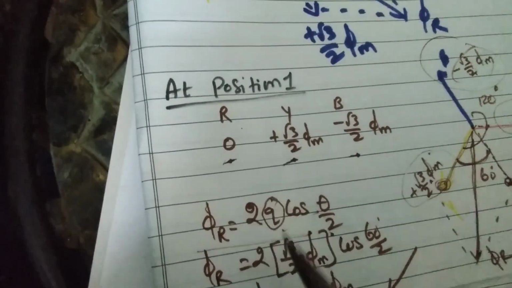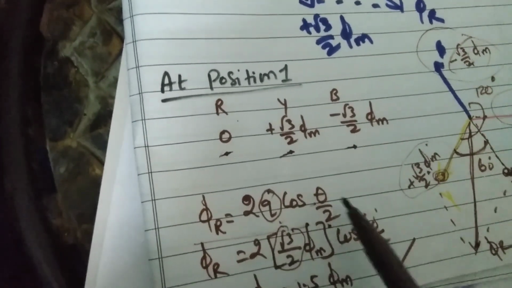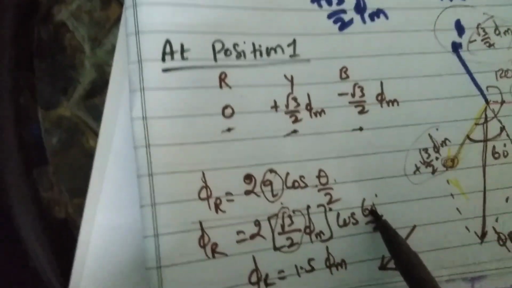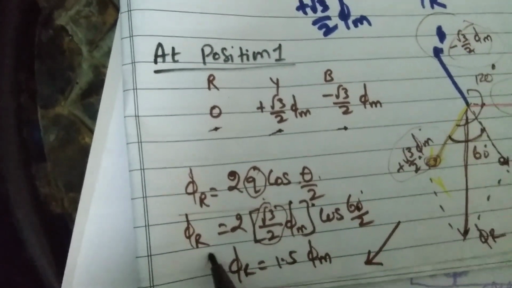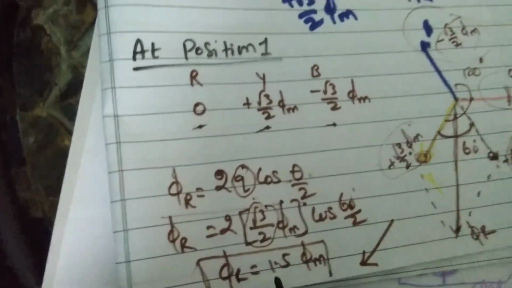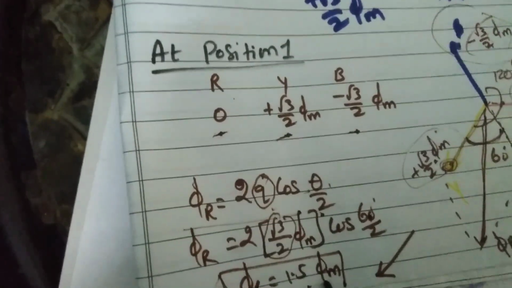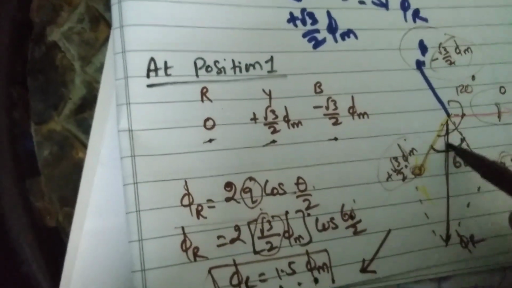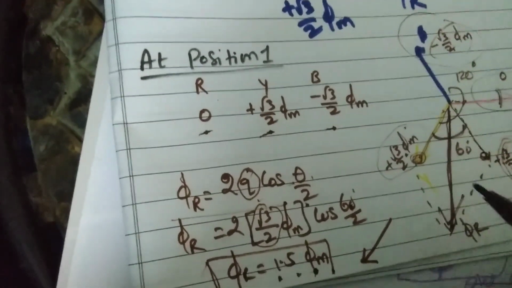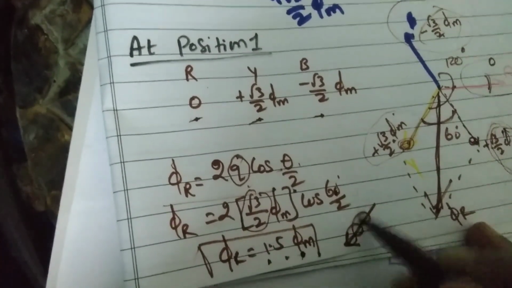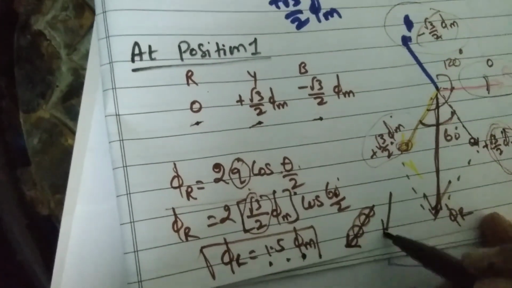So where the Q will be root 3 by 2 phi m and theta is 60 degrees. When we find out the magnitude, it is 1.5 phi m, that is 3 by 2 phi m, and the resultant vector has this direction. So this is the magnitude, and I have drawn it like this. This is the direction of the vector.